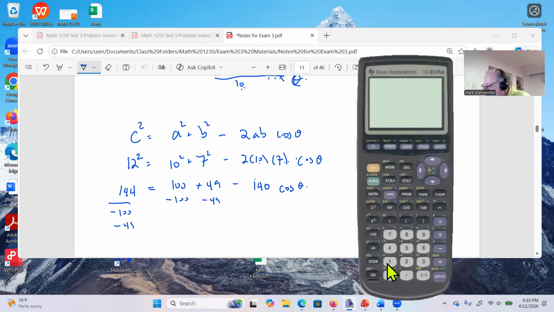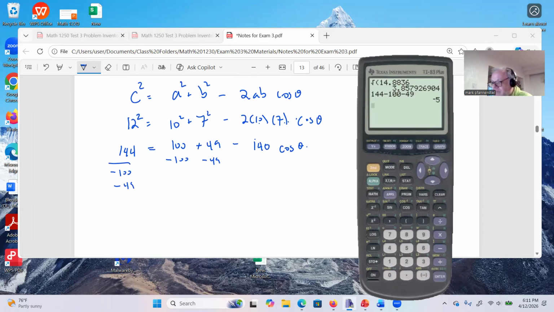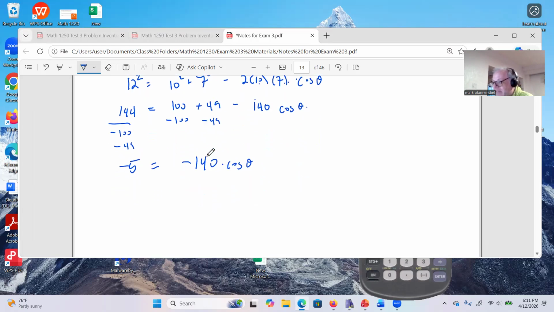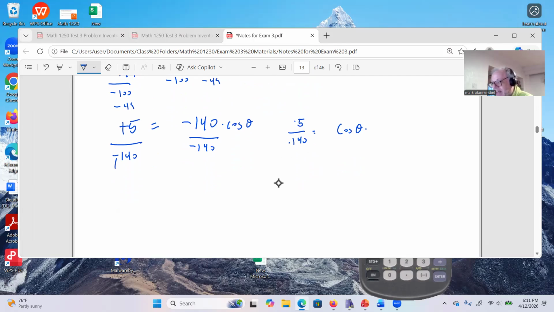So we have 144. Let's turn our calculator on: 144 minus 100 minus 49 is negative 5. Great. So we have negative 5 equals negative 140 times the cosine of the angle. Next, I'm going to divide both sides by negative 140. The negative signs cancel. Isn't that convenient? So we have 5 over 140 is equal to the cosine of the angle I'm looking for, and it's positive because the negative signs canceled.